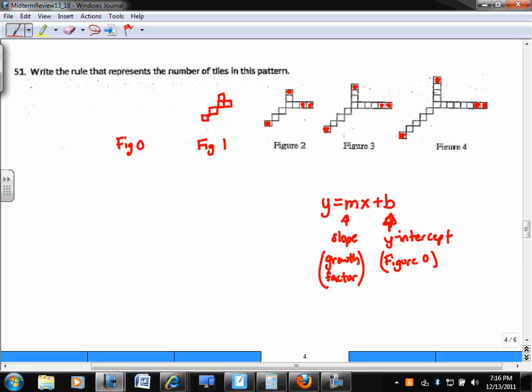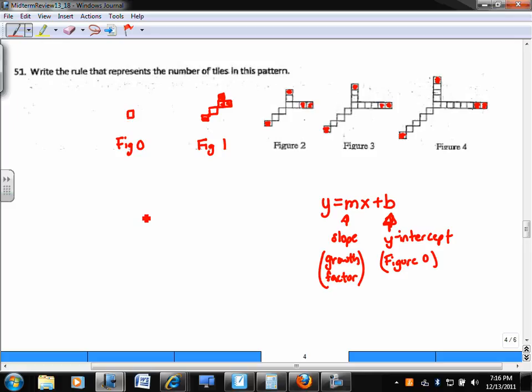Okay, and then we need to work backward. So we would shade in the top part. We would shade in these 2. And we would shade in the bottom tail to see what was left for figure 0. Well, that's easy. Figure 0 only has a single tile.